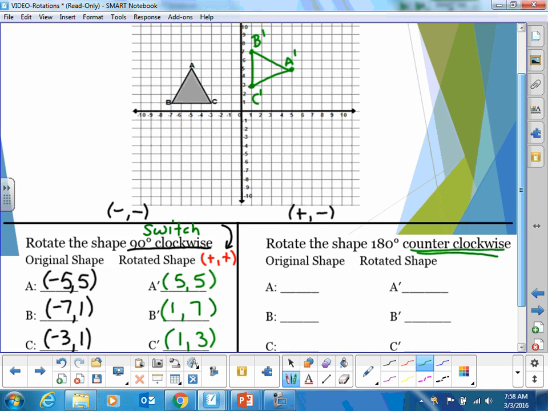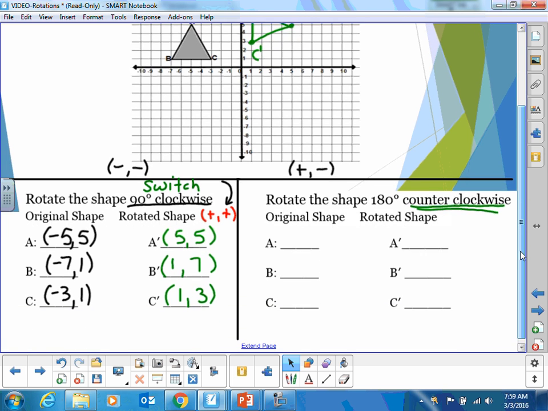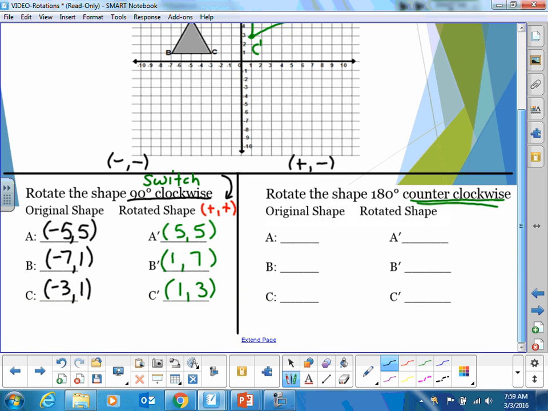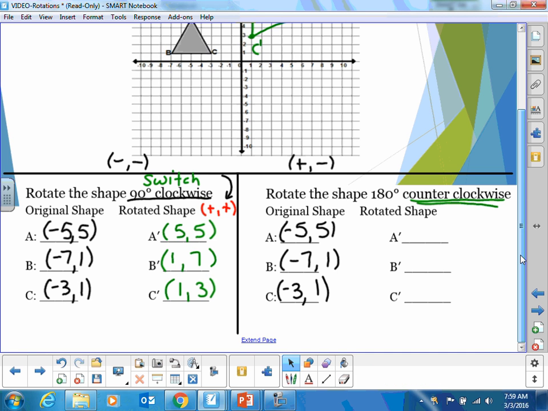With 180 degrees, you're going to end up in the same location because it's two quadrants. And since there's only four, you're always going to end up in the same spot. So just to help you out, your points are going to be the same that you started with. You're going to have A is going to be negative 5, 5, B is going to be negative 7, 1, and C is going to be negative 3, 1. And all you have to do for your Edmodo quiz is match the quadrant or the points for the new one after you've moved it 180 degrees.